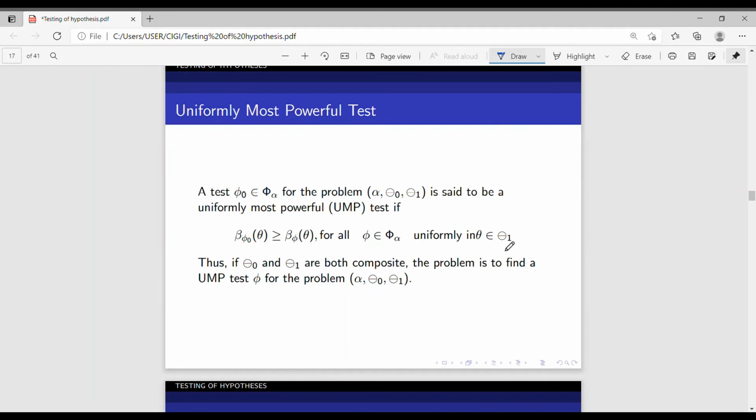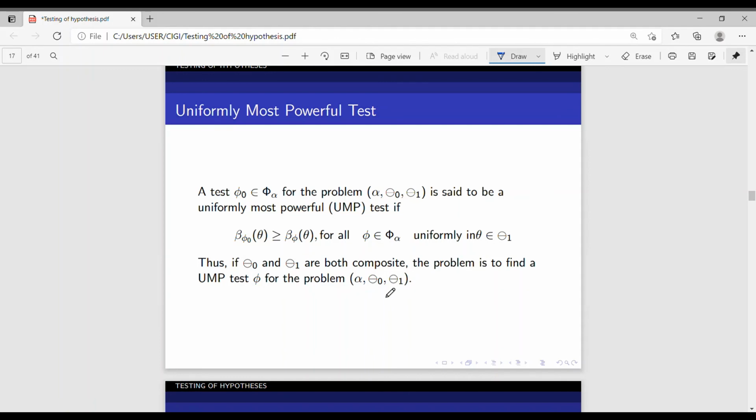And if the most powerful test corresponding to each theta is the same or uniform, then that most powerful test phi naught is called the uniformly most powerful test, and it will satisfy the condition beta phi naught of theta greater than or equal to beta phi of theta for all phi in phi alpha and uniformly in theta belongs to theta 1. Thus, if theta naught and theta 1 are both composite, the problem is to find a UMP test phi for the problem, the triplet alpha, theta naught and theta 1.